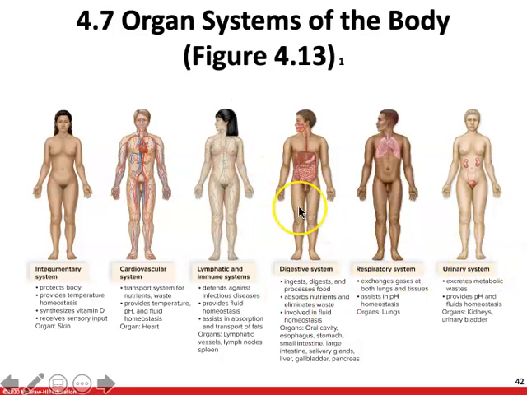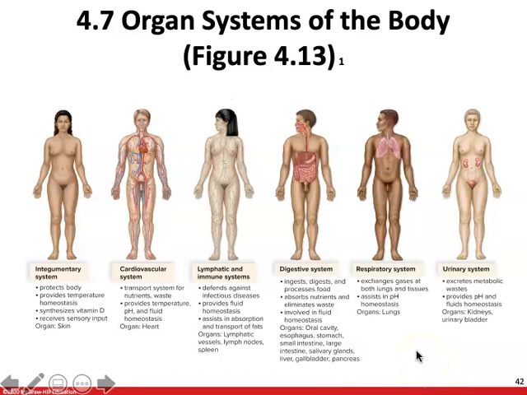The digestive system is going to be responsible for ingesting, digesting, and processing our food, as well as absorbing nutrients and eliminating waste from the body. It also plays a very important role in fluid homeostasis, which we will talk about later. Some of the major organs include the oral cavity, esophagus, stomach, small intestines, large intestines, salivary glands, liver, gallbladder, and pancreas.